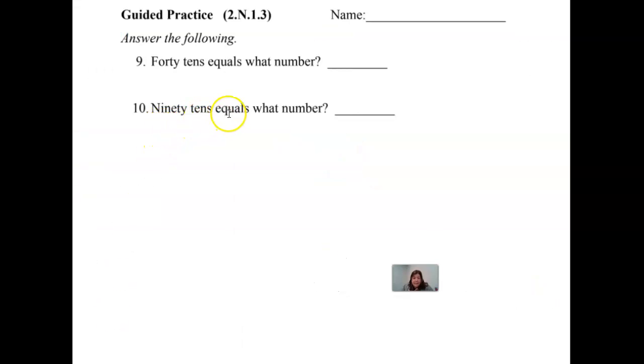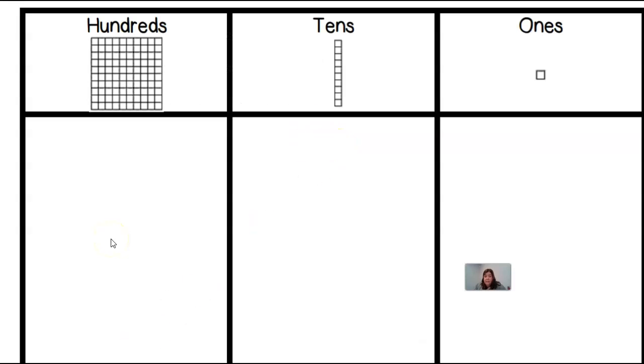Here's 90 tens equals what number? Let's go back to our place value chart. 90 tens. 90 tens is a lot. So this is 10 tens. So start by drawing your square. And that's 10. 10. Okay, I got you started. You need to make it equal 90. So 10, 20. That's up to 20 now. So pause the video and do it on your whiteboard and let me know what you get.